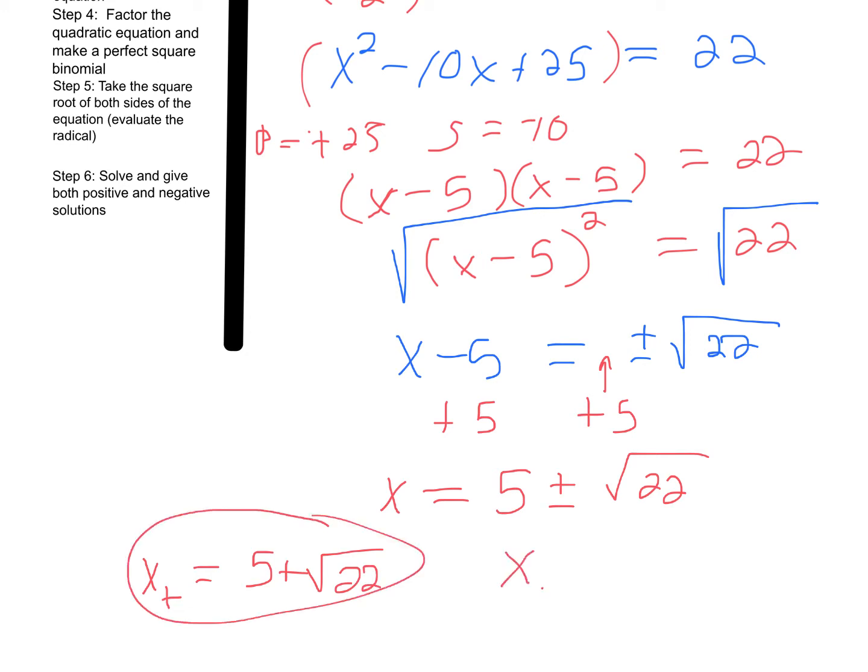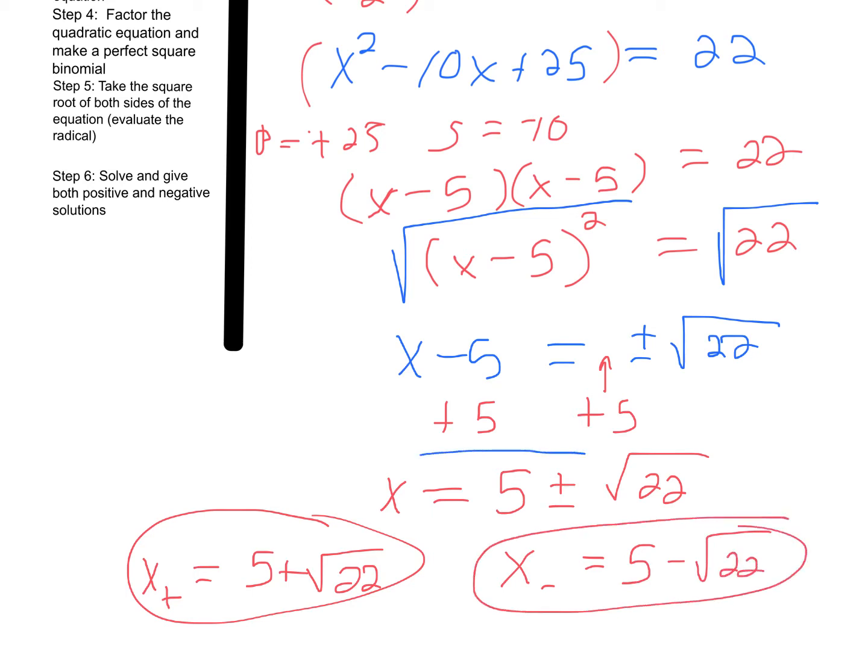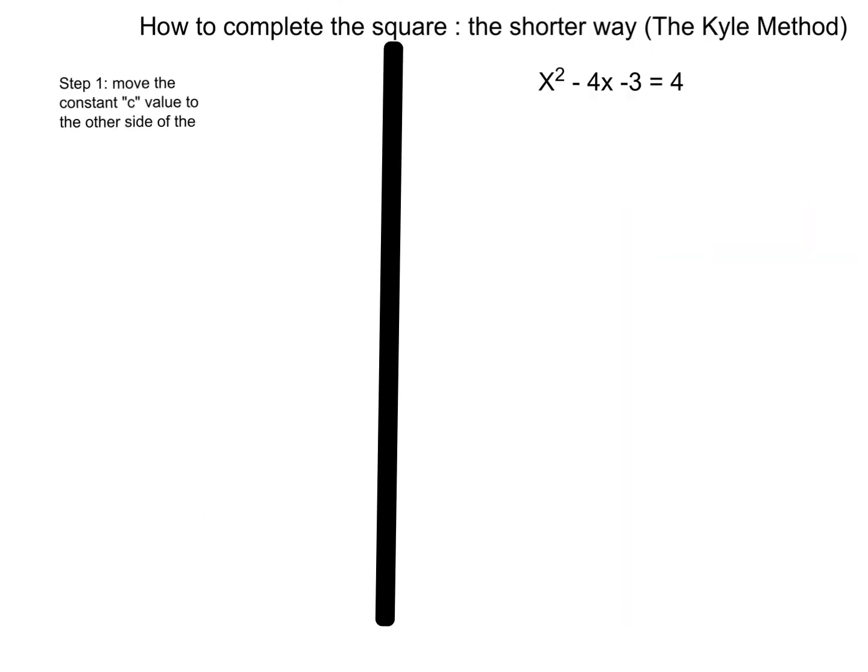The x negative says we have 5 minus radical 22. Or again, if your teacher lets you leave it like that, you could have also left it like that. All right? All right, now, shortcut. This is a little bit faster way to do this.